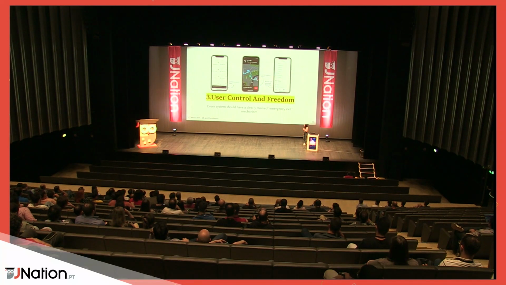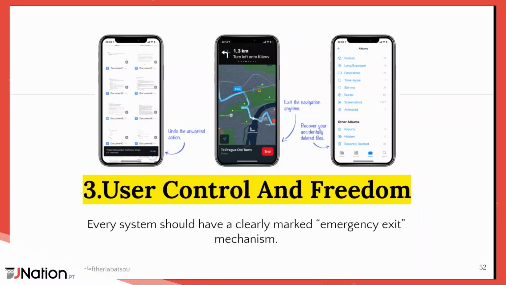The third one, user control and freedom. Every system should have a clearly marked emergency exit mechanism. Either we want it or not, our users will make mistakes. Yes, we are striving to create the perfect product and everything will work fine, and maybe everything is working fine in your product, but that doesn't mean that your user isn't going to make mistakes. And we will talk about mistakes in a bit again. Make sure that they can go back, they can undo something, they can exit something. Have these small options in your product, and again, your users will be thankful for those little things.